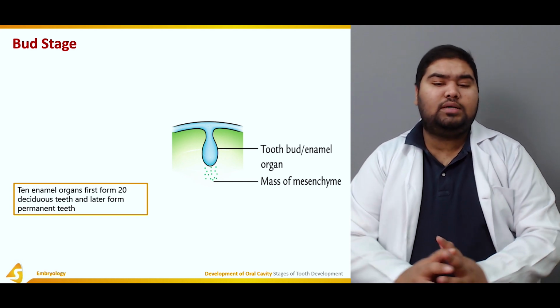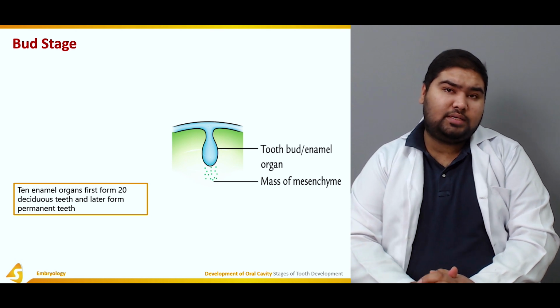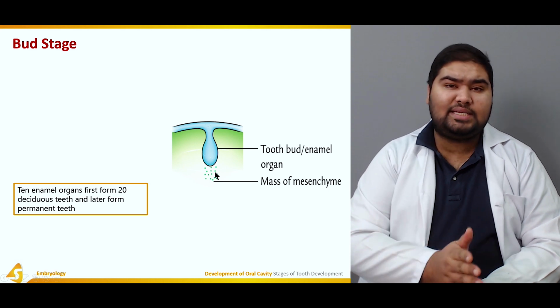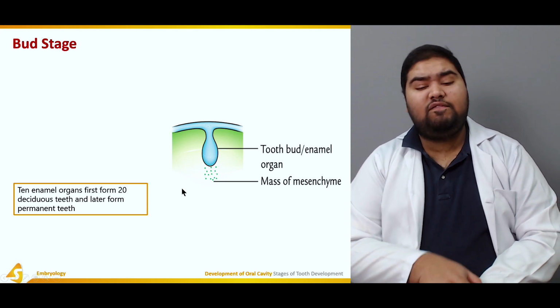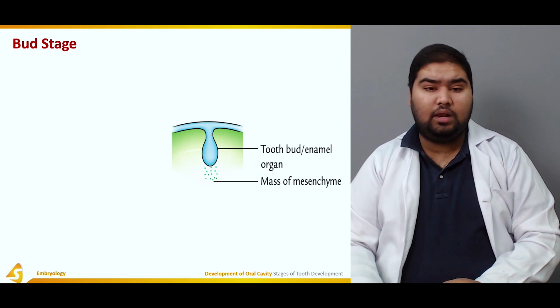These 10 enamel organs first form the 20 deciduous teeth and later form the permanent teeth. So these are the originators or the precursors of the 20 deciduous or the milk teeth, and finally they help in the formation of the permanent teeth as well.